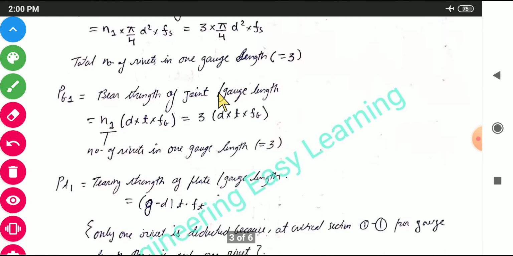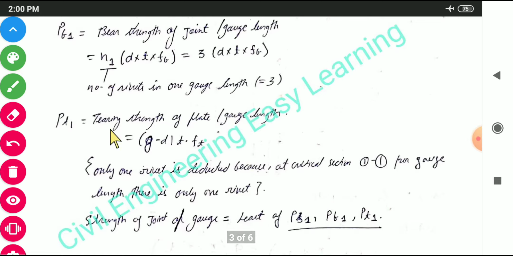Same way for bearing strength also, the formula remains the same, d t into f b, that is the same that you have seen earlier. The only difference is that n1 will be taken instead of n. n1 is again 3. Earlier we were taking 9 rivets. Here we'll be taking only 3 because there are 3 rivets in one gauge length.